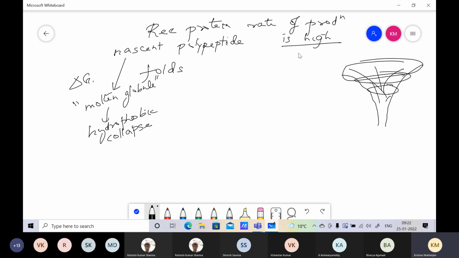Now, the recombinant rate of protein production is high, and among the most critical factors which cause misfolding is what are called intermolecular interactions.